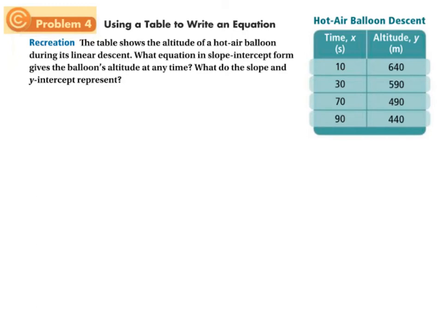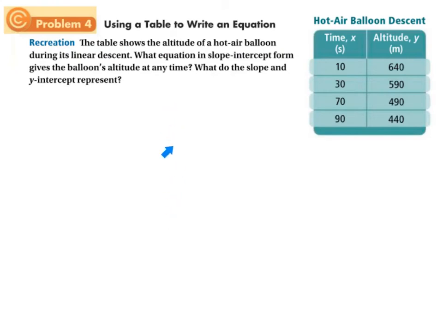So here you have a table which describes the descent of a hot air balloon, okay? After time in seconds, let's see what it says. The table shows the altitude of a hot air balloon during its linear descent. And the descent could be straight down, even though the line is sloped.